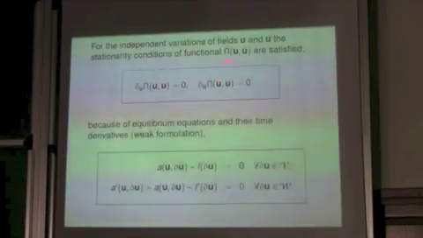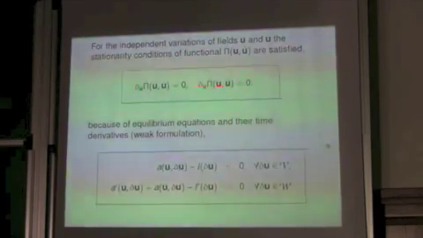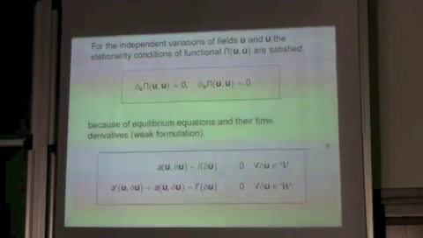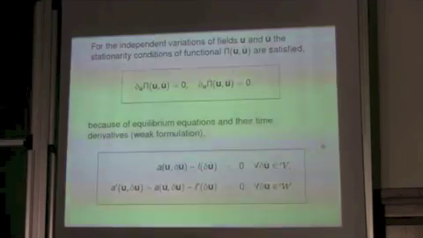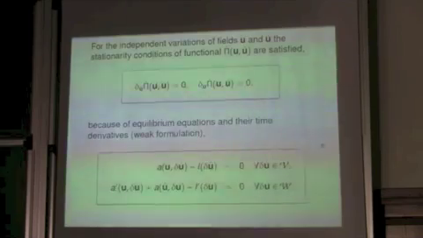And it follows from our considerations that the variation of potential energy with respect to the velocity of displacement as well as displacement itself is equal to 0. From these two conditions we get the equilibrium equations, and the equilibrium equations which are differentiated in time.